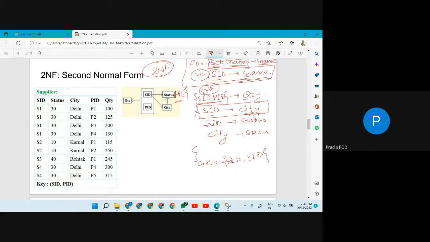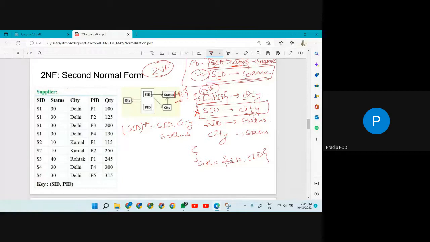For that you have to check whichever functional dependency violates the condition. Here you can see SID to CT violates the condition. Then you have to find the closure set of the left hand side. Here you can see SID, right? So what is the closure set of the value? That is SID, CT, and the status, right?